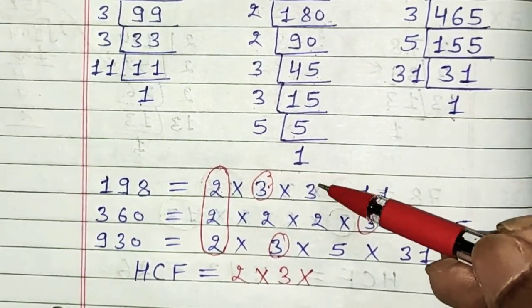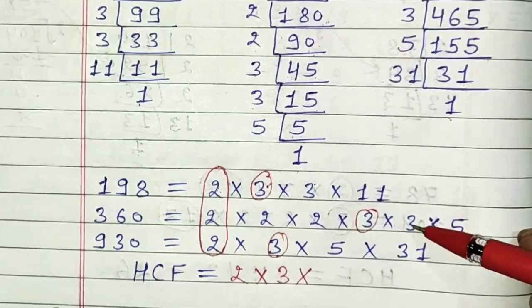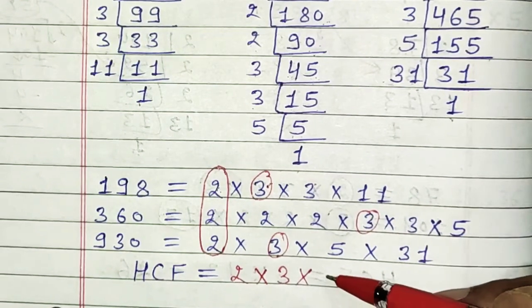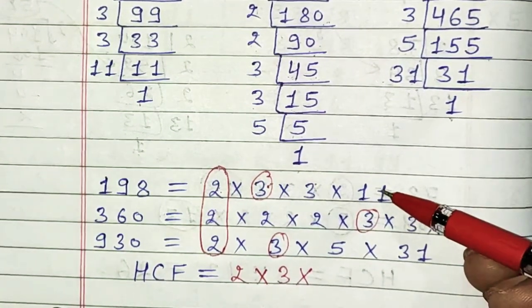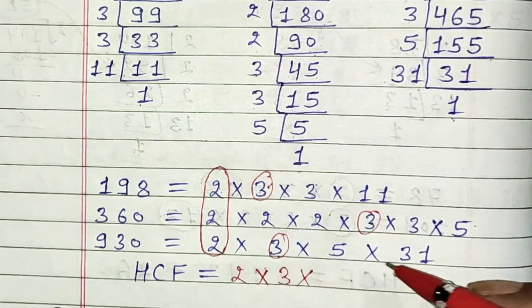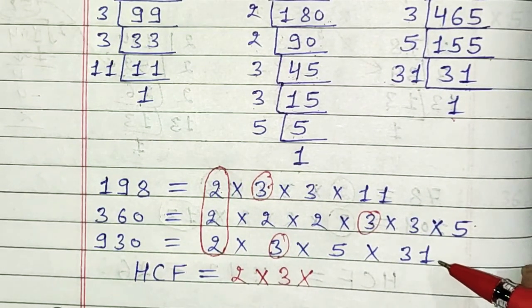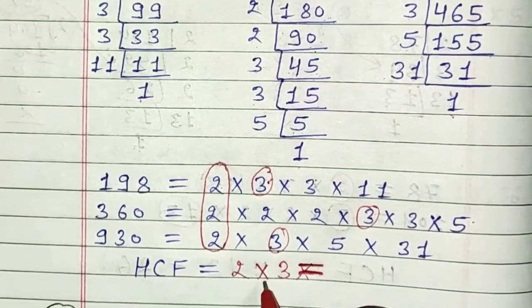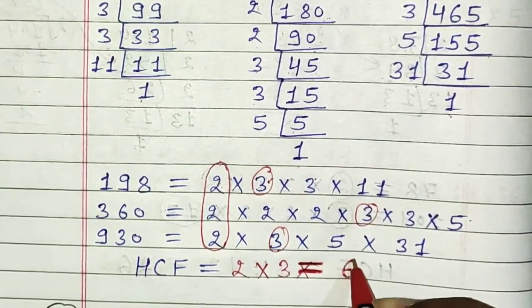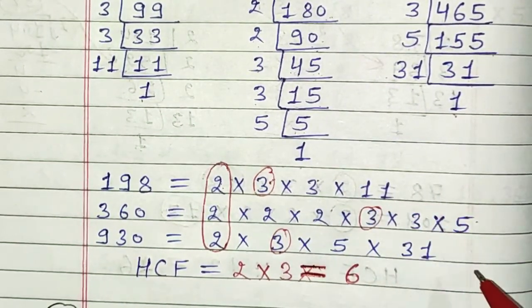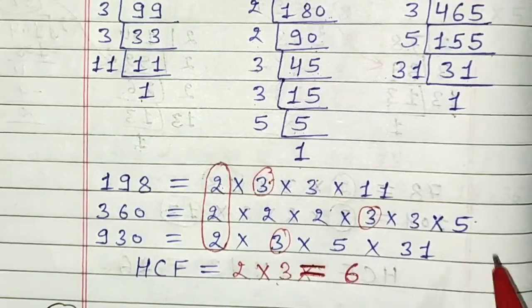Okay, now 3 is present here, 3 is present here, but 3 is not available here, so that means we cannot write 3 here. 11 is here, but 11 is not in the factors of 360, and 11 is not present in the factors of 930. Okay, so that means our GCF will be 2 into 3, 6. No other factor is common, that means our answer is 6.